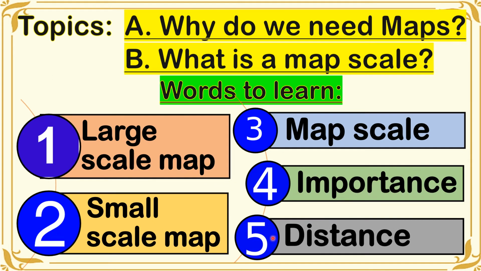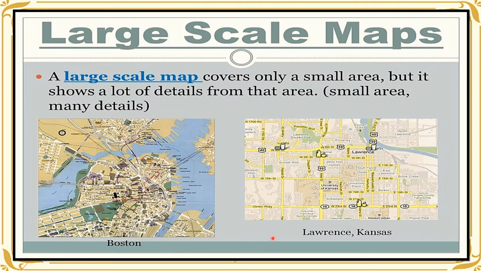And number 5, distance. So class, when you say large scale maps, these maps cover only a small area, but they show a lot of details from that area. So small area, many details. This is the map of Boston and this is the map of Lawrence, Kansas. You can see it's just a small area, but you can see many details like name of the streets and number of the streets and name of the road.